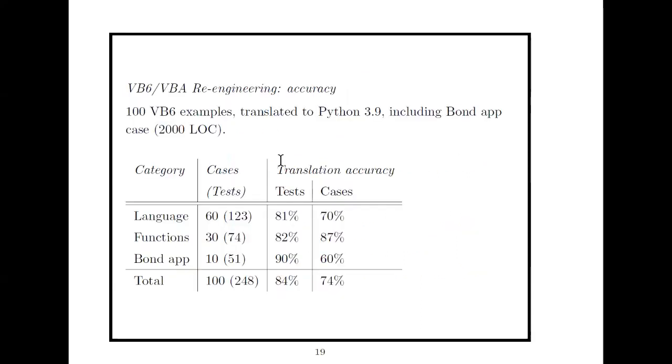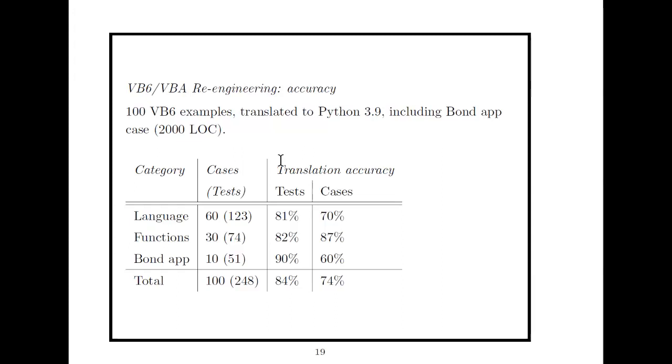For example, for the VB6 re-engineering case study, for the accuracy, we have 100 VB examples translated to Python, including a bond application, which has 2,000 lines of code. We have three different categories: the language, the functions, and the bond application. Here we have the number of cases and the tests and the translation accuracy for these tests and cases.